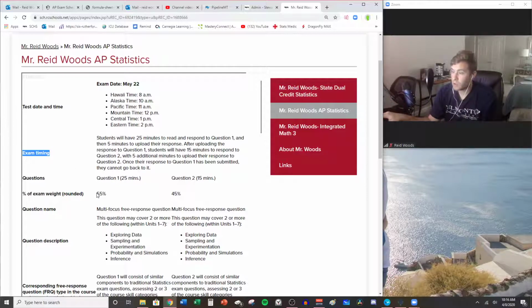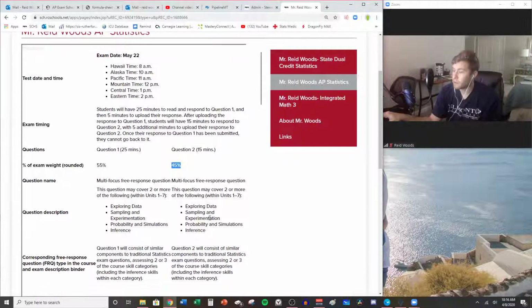Question 1 is going to be worth 55% of the grade, and then 45% for question 2. It says right here, they are multi-focus free response questions. This question may cover 2 or more topics of the following units. We're only doing 1 through 7. Since we had to stop our school sessions where we did, we're not doing the last 2 units for this class. So we're really only focusing on the first 75% of the year.